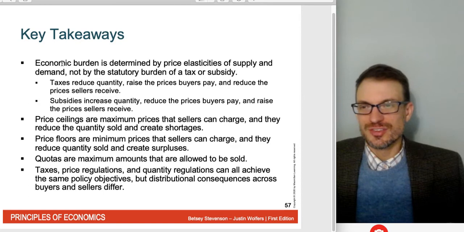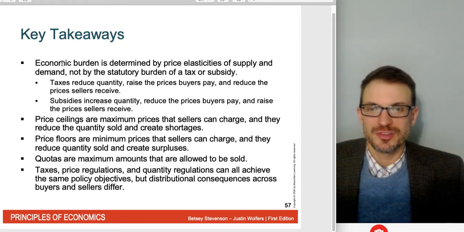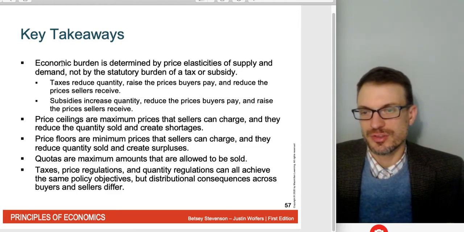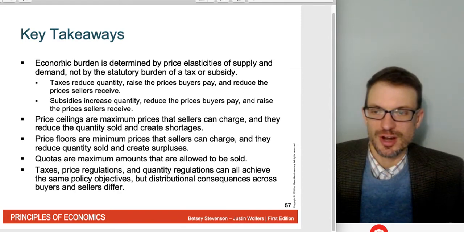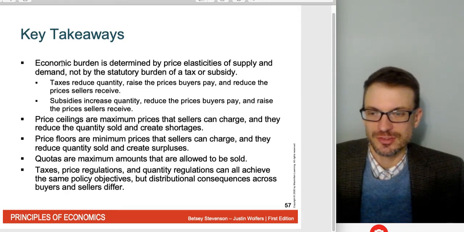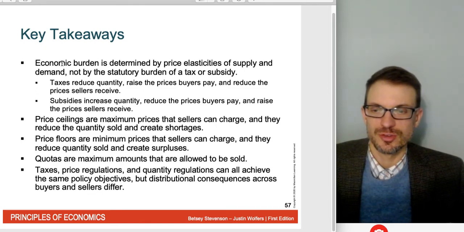All right, so here are the key takeaways. Economic burden is determined by price elasticities of supply and demand, not by the statutory burden of a tax or subsidy. Taxes reduce the quantity, raise the price buyers pay, and reduce the price sellers receive. Subsidies increase the quantity, reduce the price buyers pay, and increase the price sellers receive. Price ceilings are maximum prices sellers can charge, and they reduce the quantity sold and create shortages. Price floors are minimum prices that sellers can charge, and they reduce the quantity sold and create surpluses. Quotas are the maximum that is allowed to be sold. Taxes, price regulations, and quantity regulations can all achieve the same policy objectives, but distributional consequences across buyers and sellers differ.